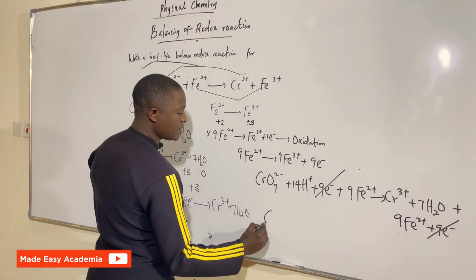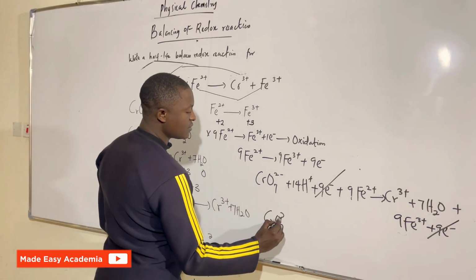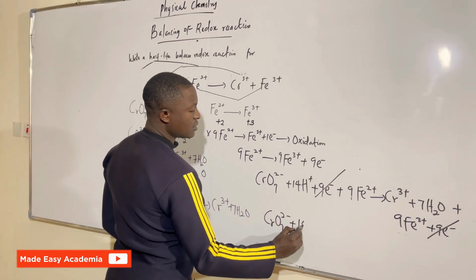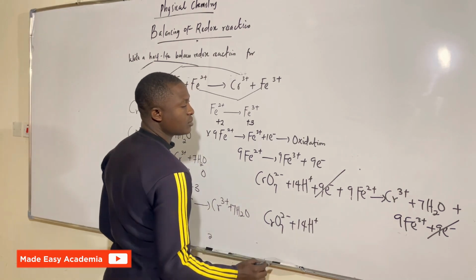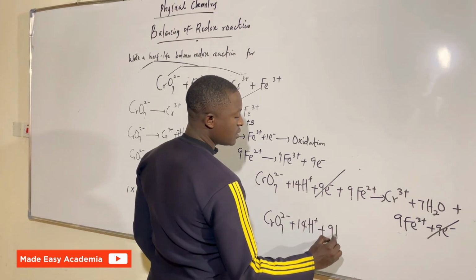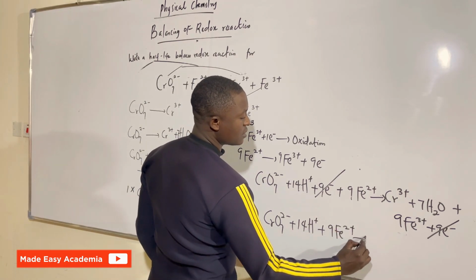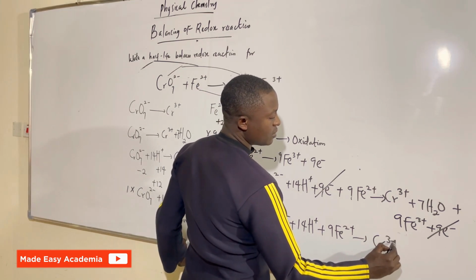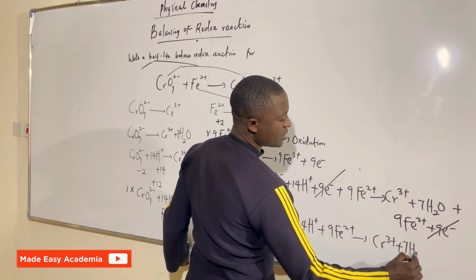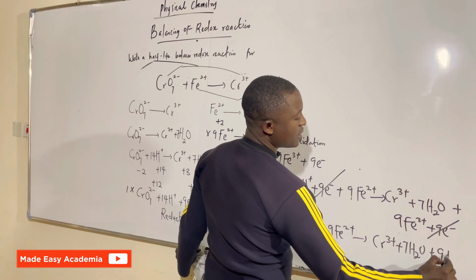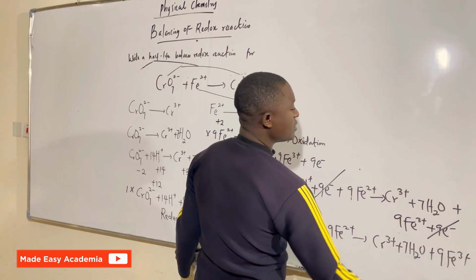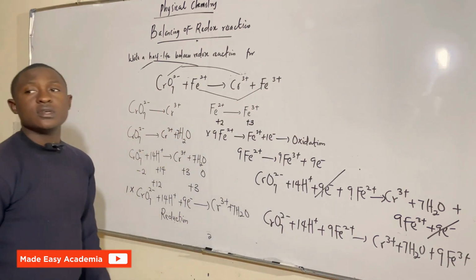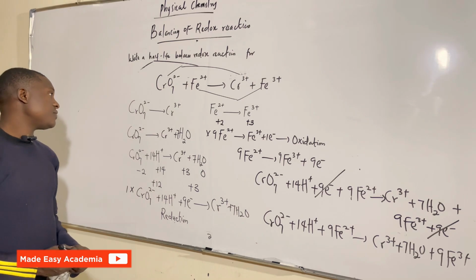What we have left is Cr2O7 2 minus plus 14 hydrogen plus plus 9 iron 2 plus to give Cr3 plus plus 7 water plus 9 iron 3 plus. So that's what we have for this balance of redox reactions.